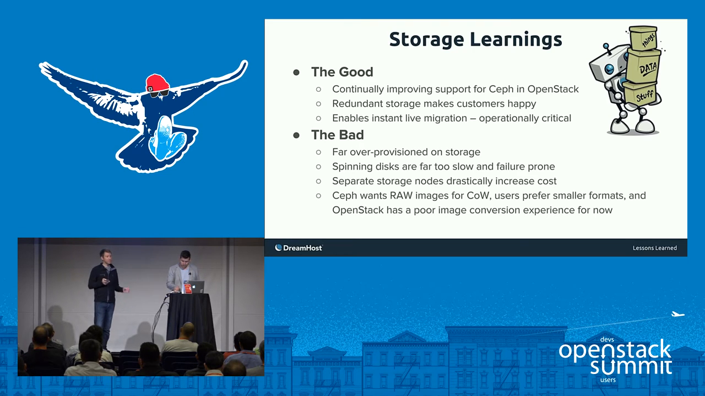And the customers that did want to use storage wanted faster storage. So that 100 megabyte per second target we were going for wasn't as fast as what people wanted. Right. And while spinning disks are cheap, having them in separate storage nodes is costly. So that was something we learned. Also, one of the unique quirks of Ceph is that it wants raw images to help facilitate copy on write, while customers want to use smaller images like QCOW. So that's been kind of a challenge as well.